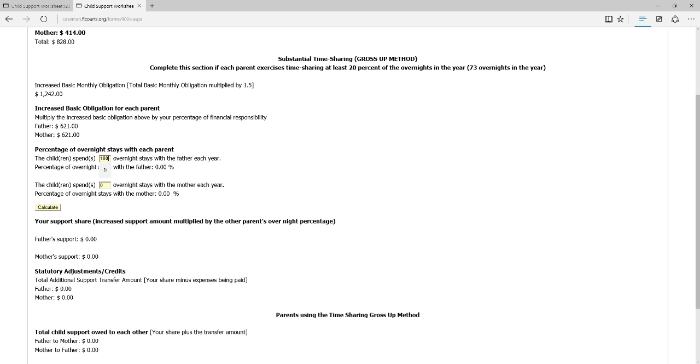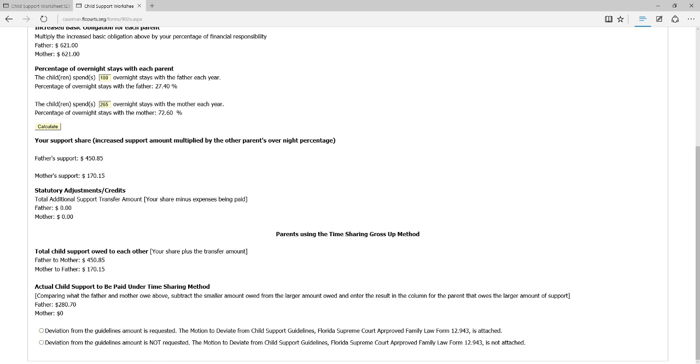But we're going to pretend in this case that father spends 100 overnights a year with child, and mom spends 265. We're going to calculate, and according to all these numbers, the father will have to pay the mom $280.70 in child support. If we change the numbers around, let's say that dad spends 120 days and mom spends 245 days, it brings it down to 212. So let's use this number.